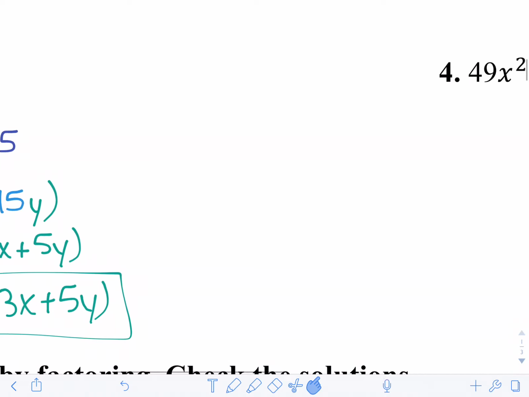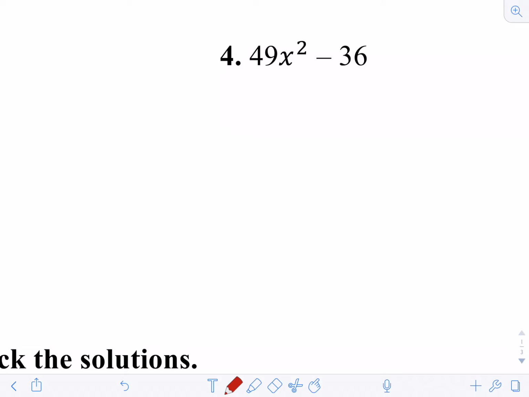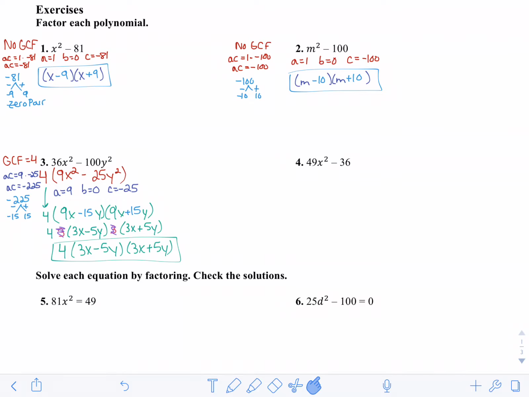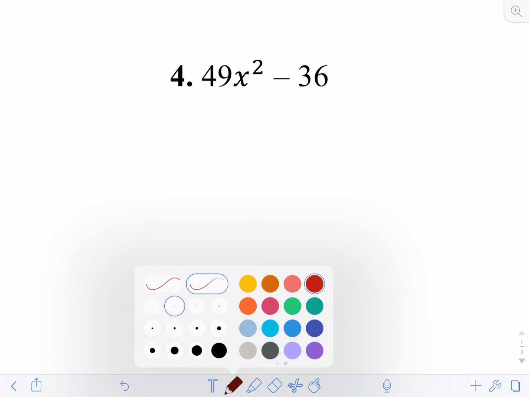All right. Number 4. Again, first thing you need to ask yourself is, do you have a greatest common factor? And for this one, actually, let me see something. Okay, so for this one, you have 49 and you have 36. So the only numbers that go into 49 are 7 and 7. And the only numbers that go into 36, so you have more numbers that go into 36. But 7 doesn't go into 36, so for this one, there is no GCF.